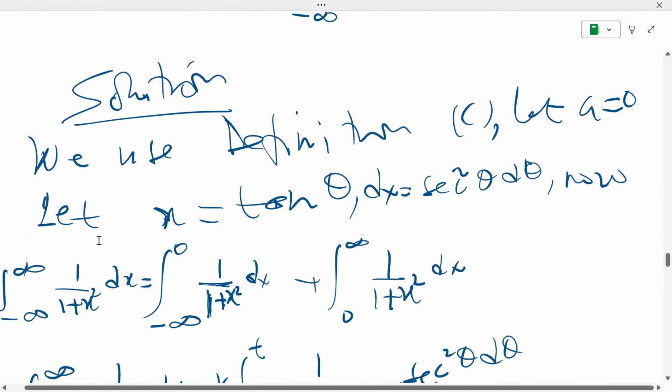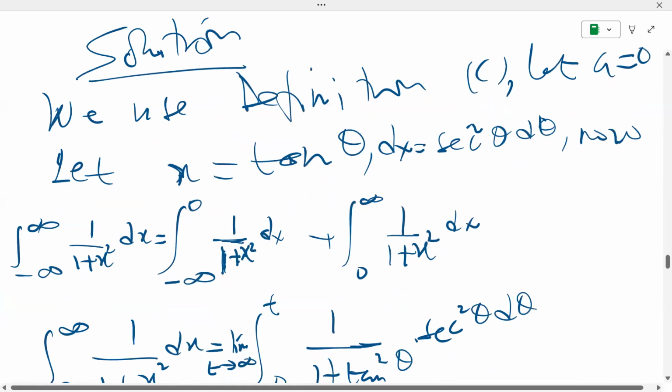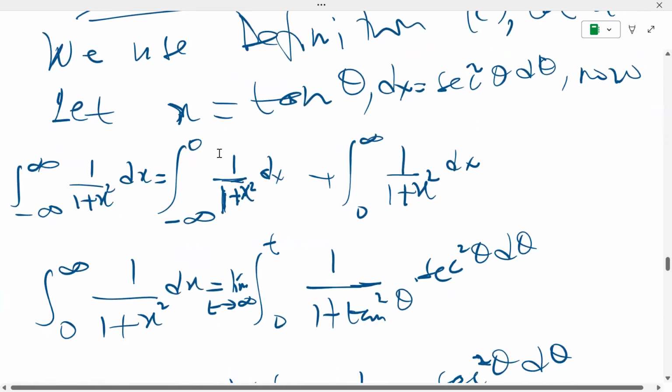So you have now expressing that in what we have at C. So the whole of this will be expressed this way. Integral running from negative infinity to 0, 1 on 1 plus x squared dx, plus integral running from 0 to infinity, 1 on 1 plus x squared dx. So we shall do them individually. So we shall do this first. When we finish, we shall do this one.